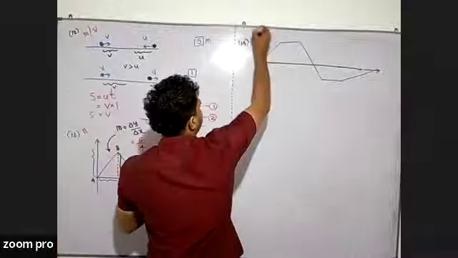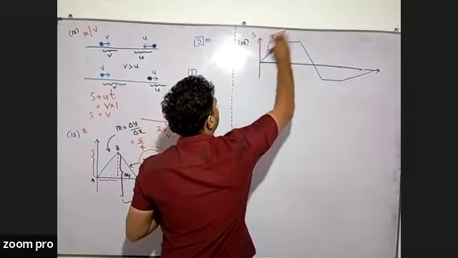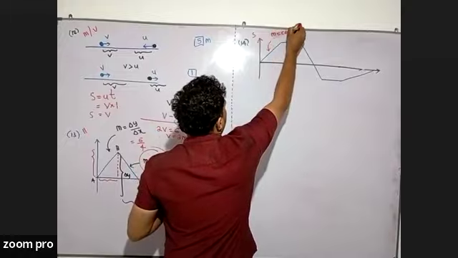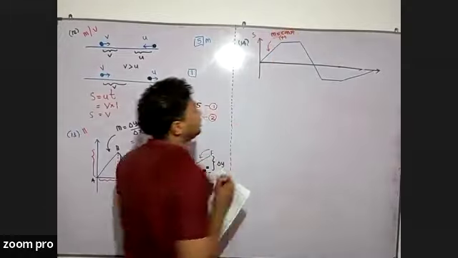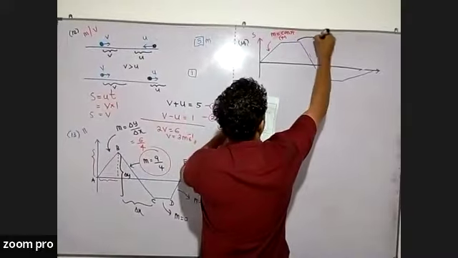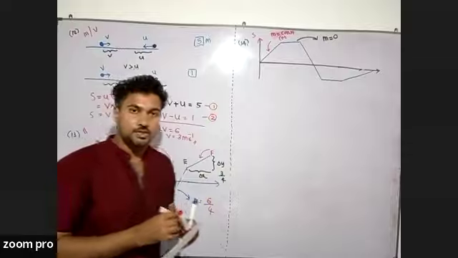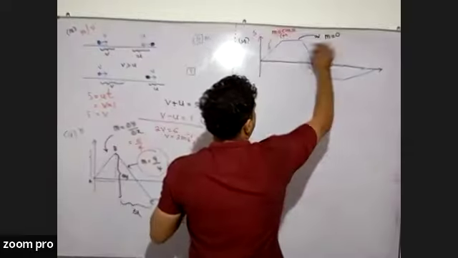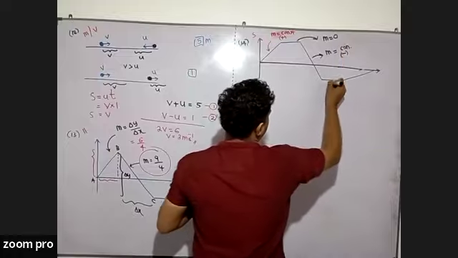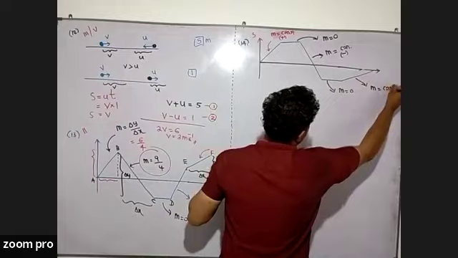In this section, the gradient is constant. Gradient is constant and it is positive. Obviously, the velocity should also be constant and positive. When you come to this one, the gradient is 0. That means if the gradient is 0, obviously velocity is also 0. When we come to this one, the gradient should be constant and negative. This one represents the 0 gradient, and this one also represents a constant, but it is positive.